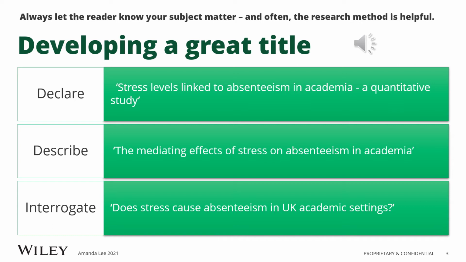The other thing that it can do is describe. So for example, the mediating effects of stress on absenteeism in academia. That's all right. It doesn't tell us what type of study it is. You'd potentially consider, if something's presenting some data on mediating effects, there'd be some type of quantitative analysis in there, but that's assumed. But what we've done there is we've tried to describe what's within the article. Or the title could interrogate the reader, for example. Does stress cause absenteeism in the UK academic settings? And you could even add to that a quantitative analysis.